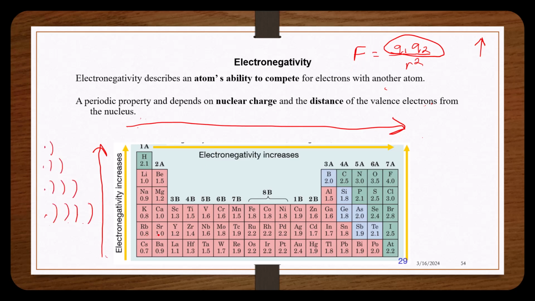And we know that as we go up the column, the number of shells decrease, which would decrease the distance between the positive proton and the negative electron. We know from the Coulomb equation that as the distance increases, the attractive force will decrease.